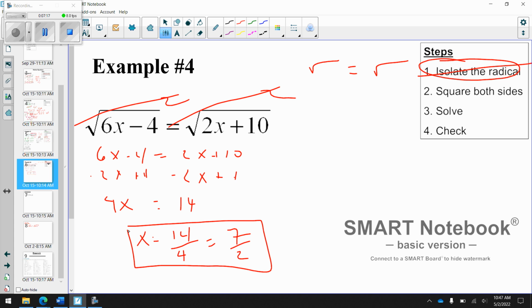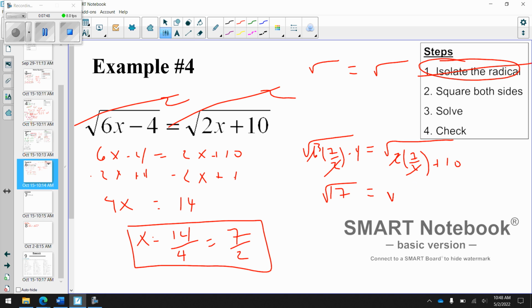So let's check it. Since I don't have a calculator right now, I'm going to leave it in a fraction. 6 times 7 halves. It'll make sense once you see what I do, right? So I'm going to reduce. 2 goes into 6 3 times. 3 times 7, 21. Minus 4 is 17. Square root of 17, all right? Then the other side. 2 times 7 halves. Oh, the 2 cancels. 7 plus 10, square root of 17. That checks. So my answer is 7 halves.